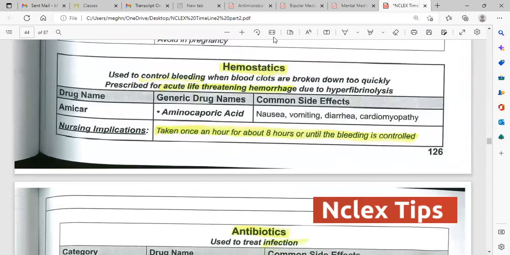Next here, hemostatic drugs are used to control bleeding when blood clots are broken down too quickly, and are also prescribed for acute life-threatening hemorrhages due to hyperfibrinolysis. The most common drug we use is aminocaproic acid. Common side effects are nausea, vomiting, diarrhea, and also cardiomyopathy. For the nursing implementation, it is given once an hour for about 8 hours or until the bleeding is controlled, right?